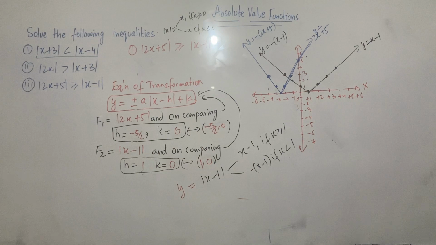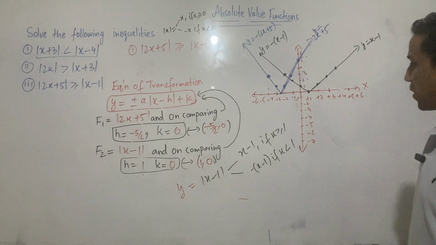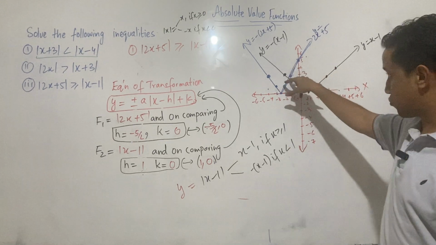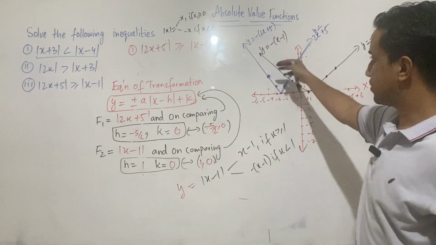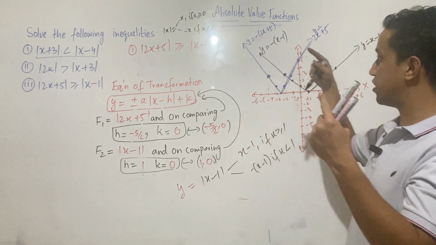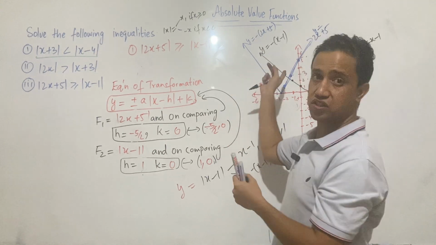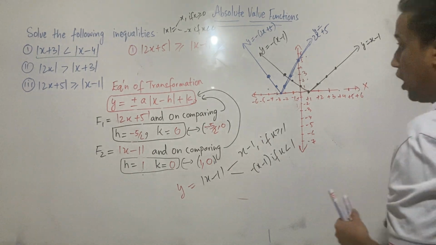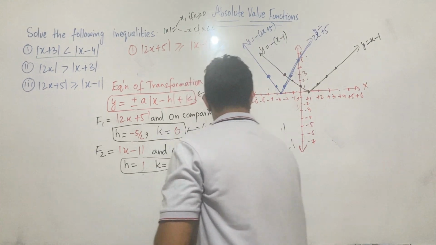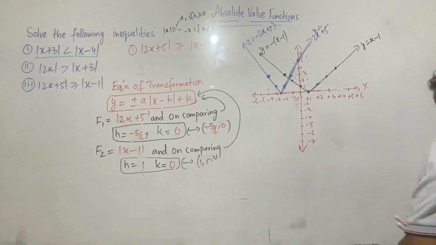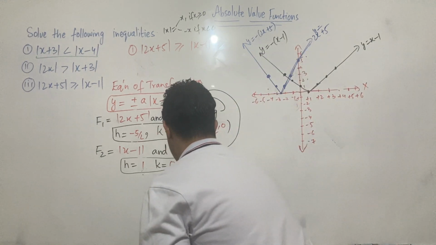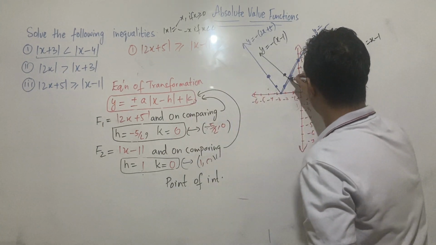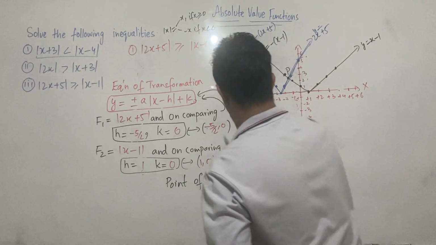Now we have to find the point of intersection. Here they are going to intersect, which is clearly evident. But this one, I think they are going to intersect if you extend both these lines. So let's find the points of intersection first. Let's say this is P, and this one is going to be Q.